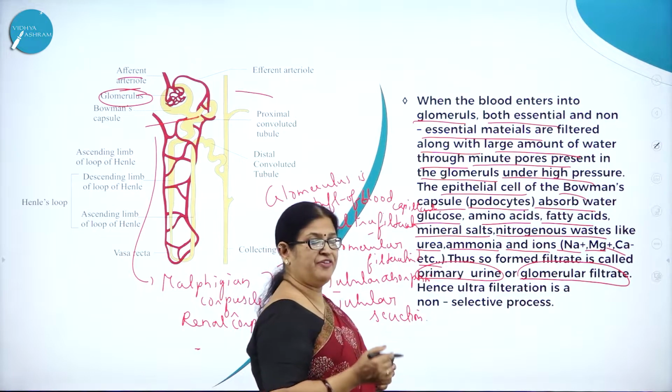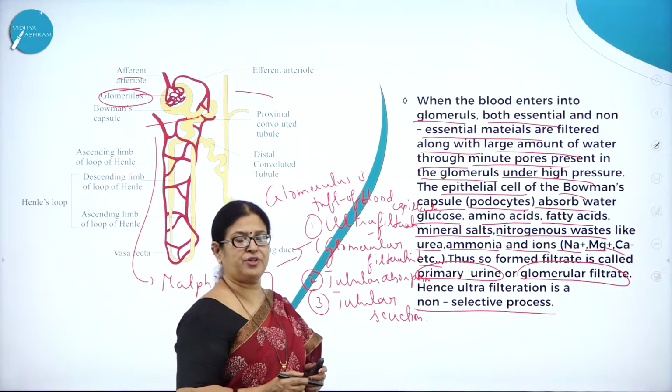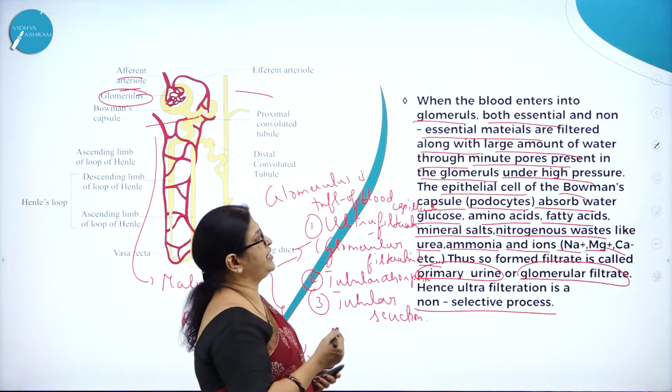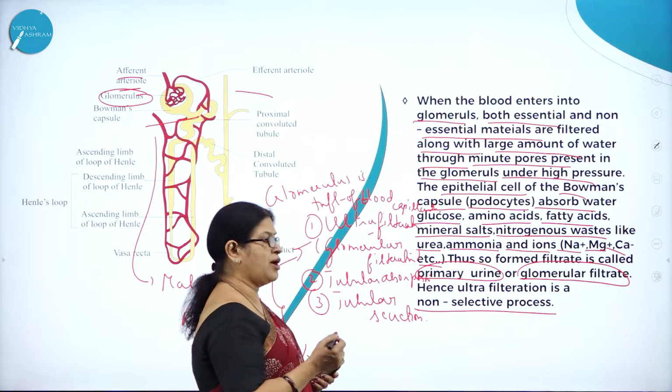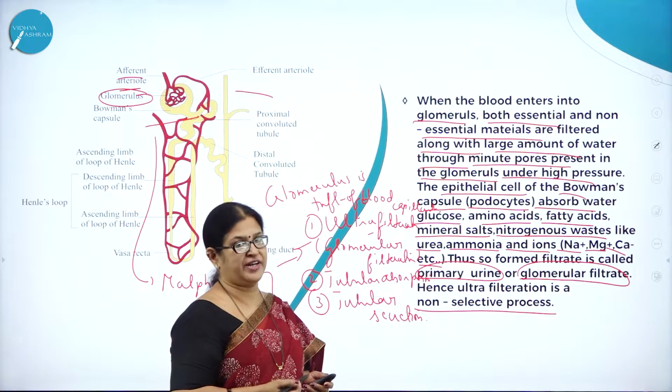Hence, ultrafiltration is a non-selective process. What do you mean by non-selective process? Both essential and non-essential minerals are filtered here. So that is why it is called a non-selective process. Hence, ultra means fine filtration.